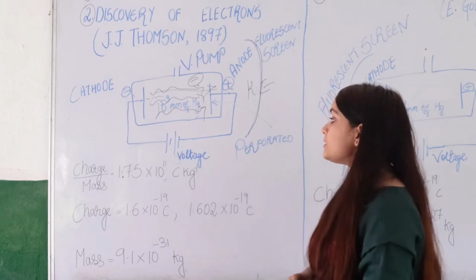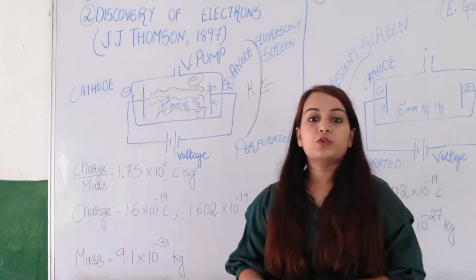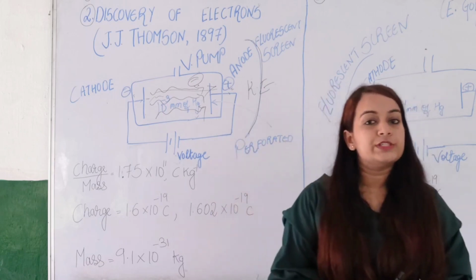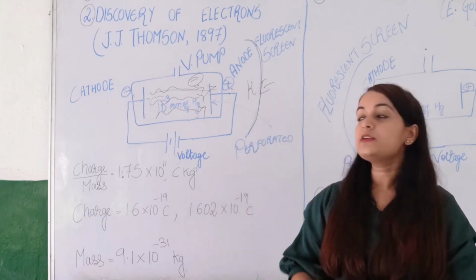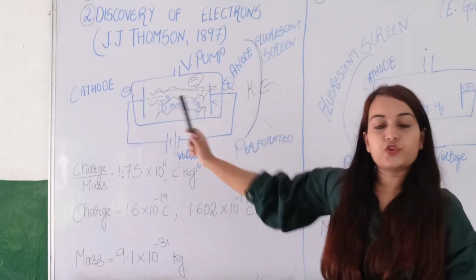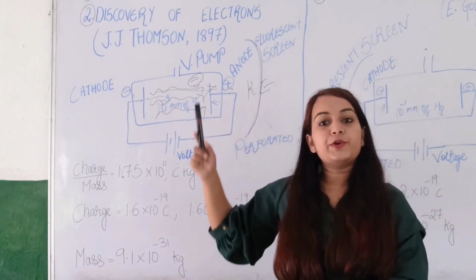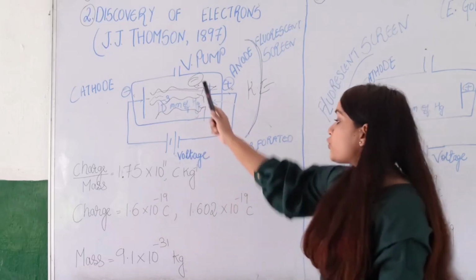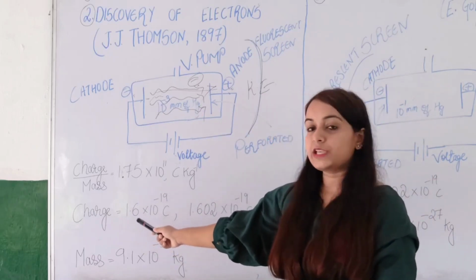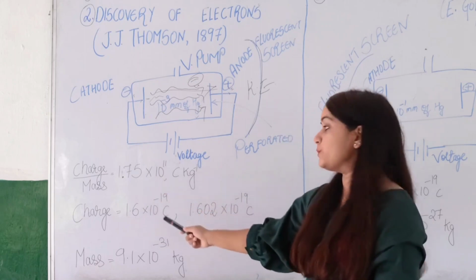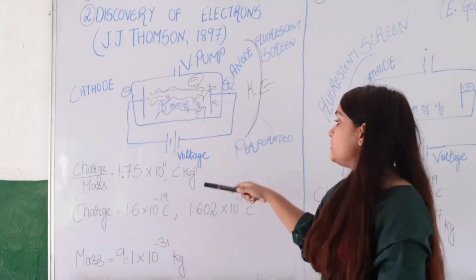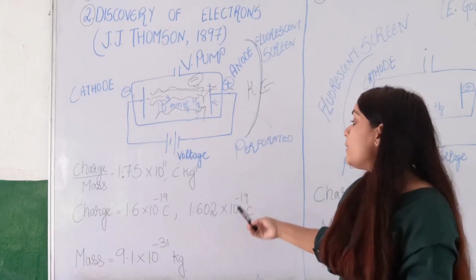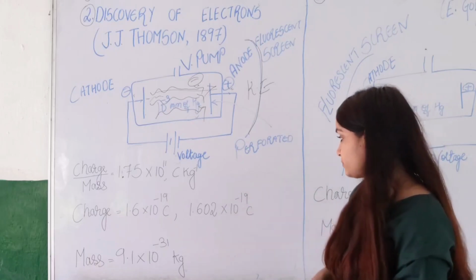1914, did an experiment on oil droplets in order to determine the charge present on the cathode rays, that means electron. From his experiment, he found out that the charge present on the electron was 1.6 into 10 to the power minus 19 coulombs. The acceptable value in today's date is 1.602 into 10 to the power minus 19 coulomb.